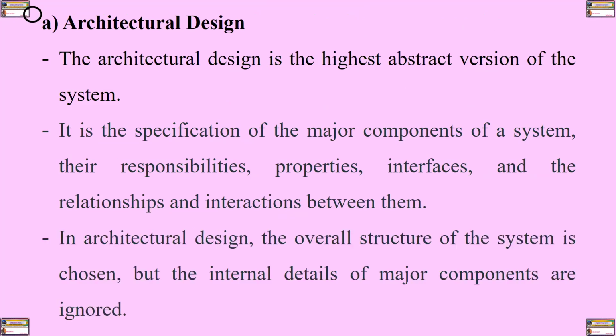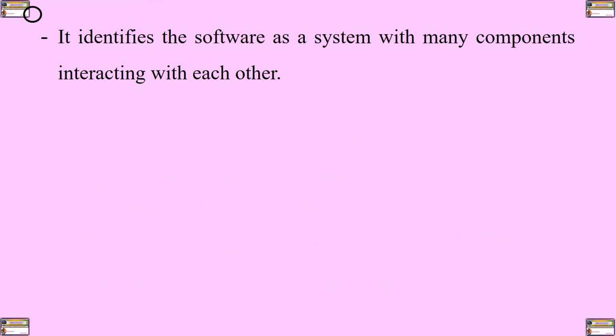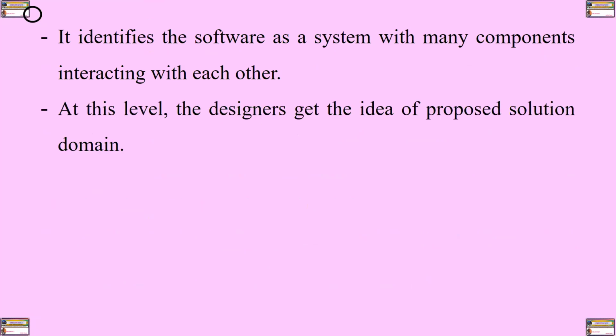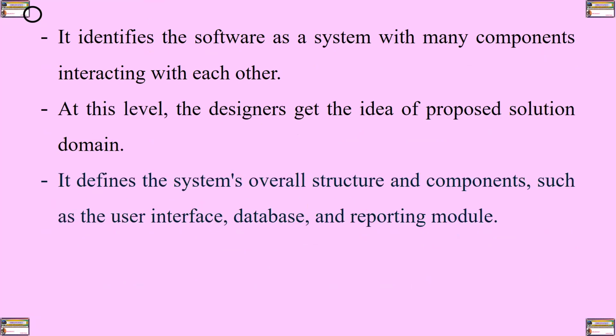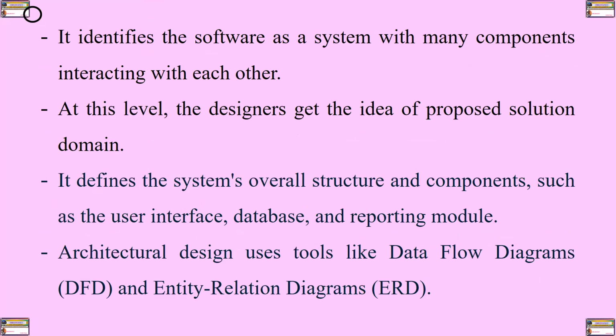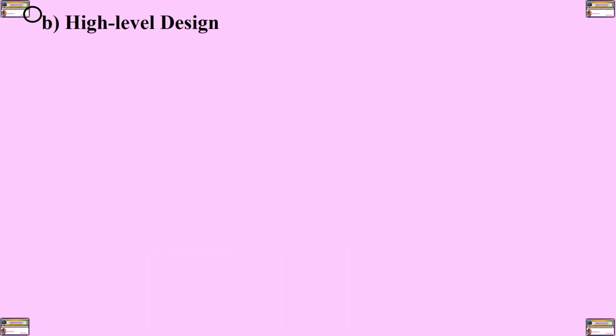In architectural design, the overall structure of the system is chosen, but the internal details of major components are ignored. It identifies the software as a system with many components interacting with each other. At this level, the designers get the idea of a proposed solution domain. It defines the system's overall structure and components, such as the user interface, database, and reporting module. The architectural design uses tools like data flow diagrams and entity relation diagrams, or ERD.